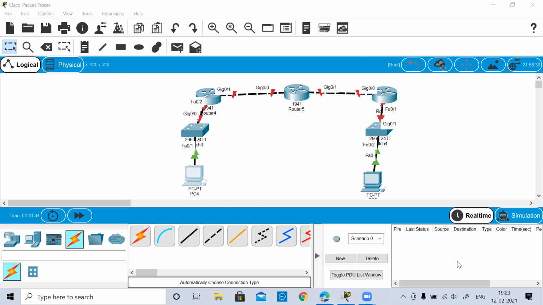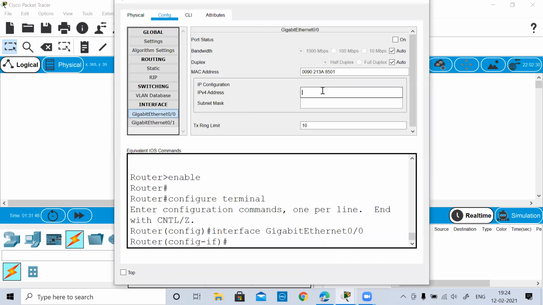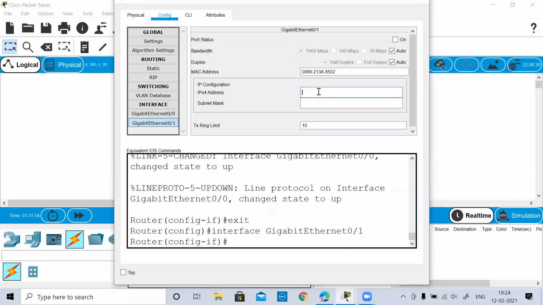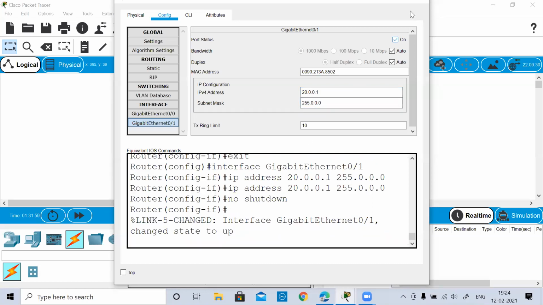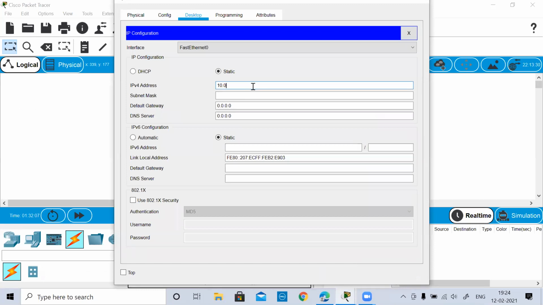So first let me start with this router. The interface is 0/0. I can directly use the GUI as of now. So 10.0.0.1, hit enter and turn it on. Go to the other interface, say 20.0.0.1, hit enter, turn it on. This is done. So 10.0.0.1 and 20.0.0.1. Let me go to this PC's IP, give it 10.0.0.2, and we need a default gateway to communicate with other subnets. So I'll have it as 10.0.0.1.